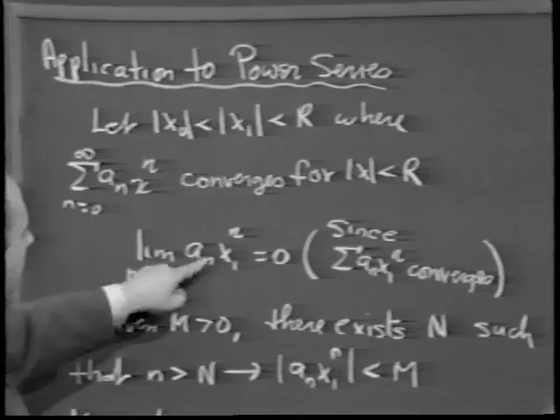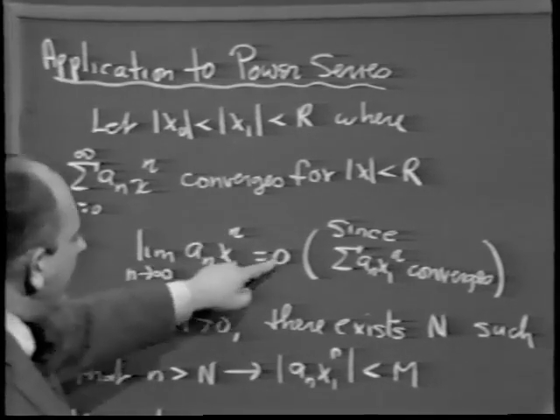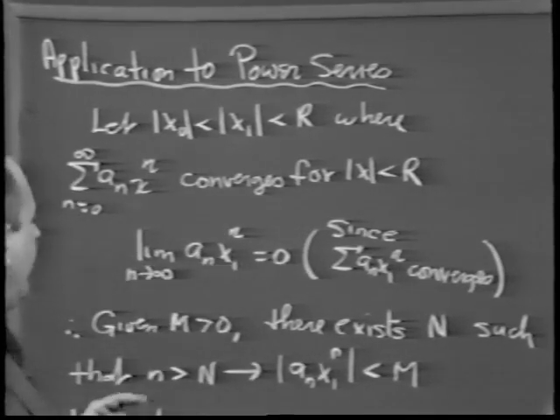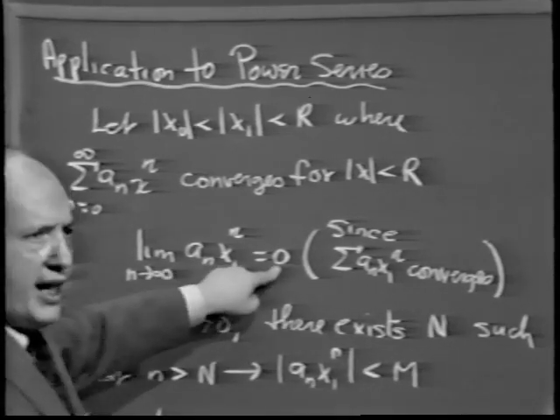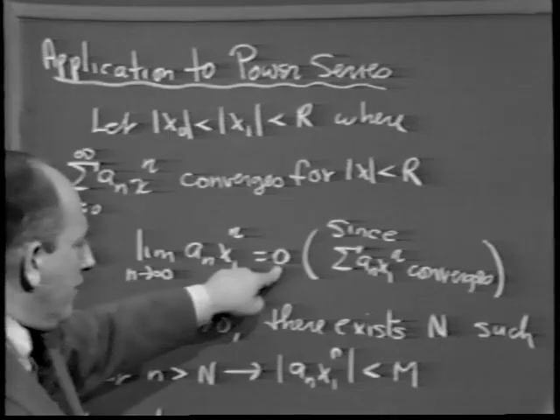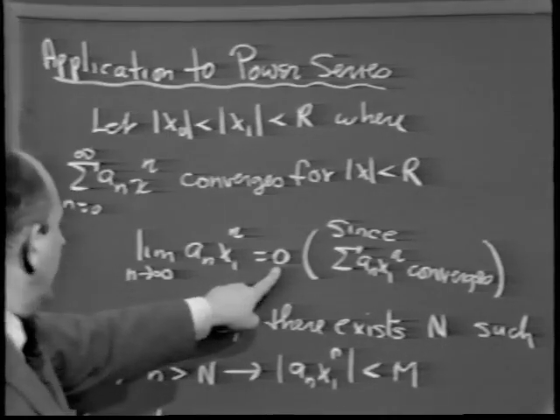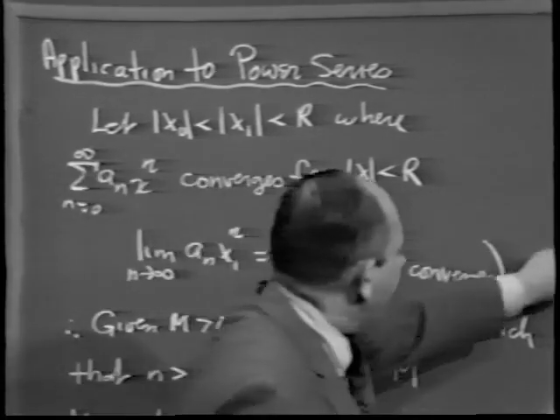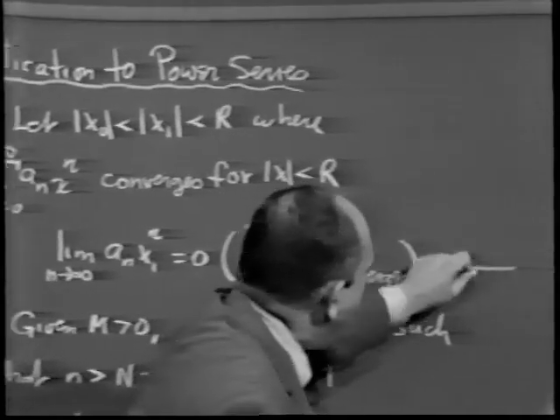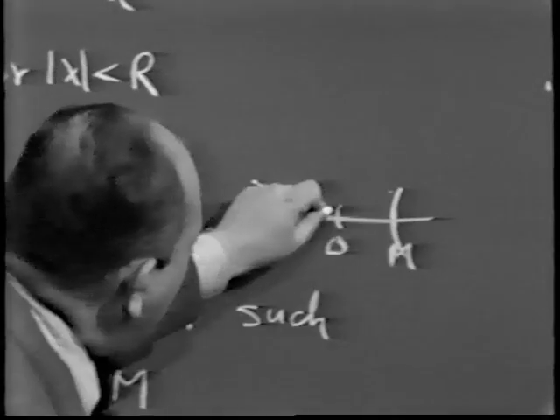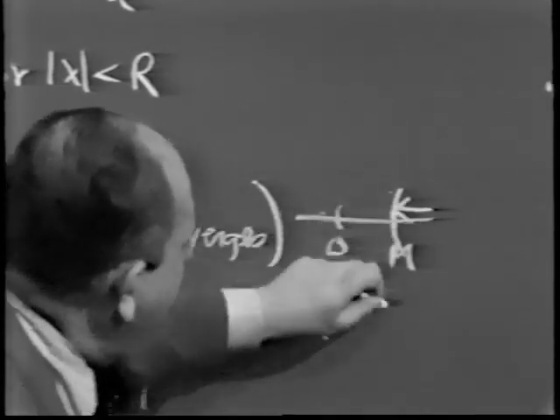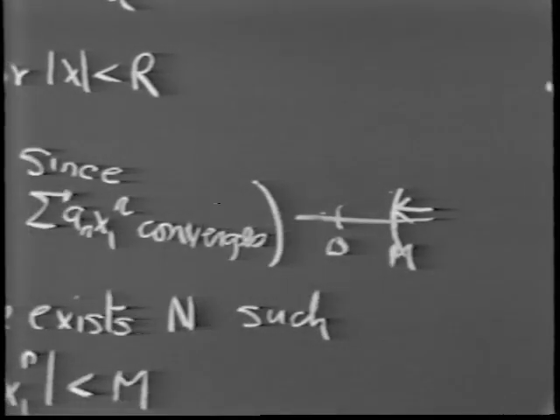Now, since the limit of a_n x1^n is 0, that means that for n large enough, this will get smaller than any positive constant. Otherwise, it couldn't converge on 0. All right? That was all I'm saying there. If this is 0 and this is M, if I can't make this thing less than M, how can the limit ever be 0? In other words, if these things can't get past M, how could the limit be 0?